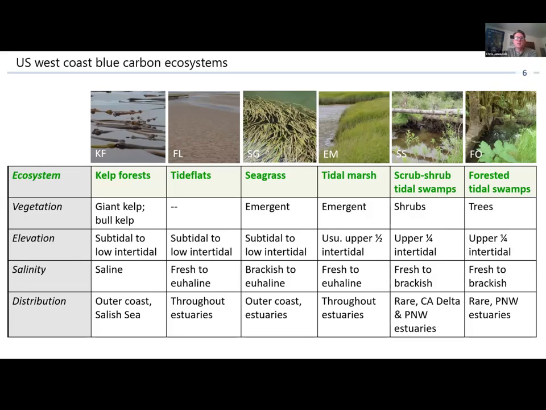We have tide flats. These are unvegetated, but these can be quite expansive in a lot of estuaries on the Pacific coast. And I'll show some interesting data. John alluded to this a little bit already. We have the seagrasses and marshes as the classic blue carbon poster children. And then in the Pacific Northwest, we have these scrub, shrub, and forested tidal swamps.